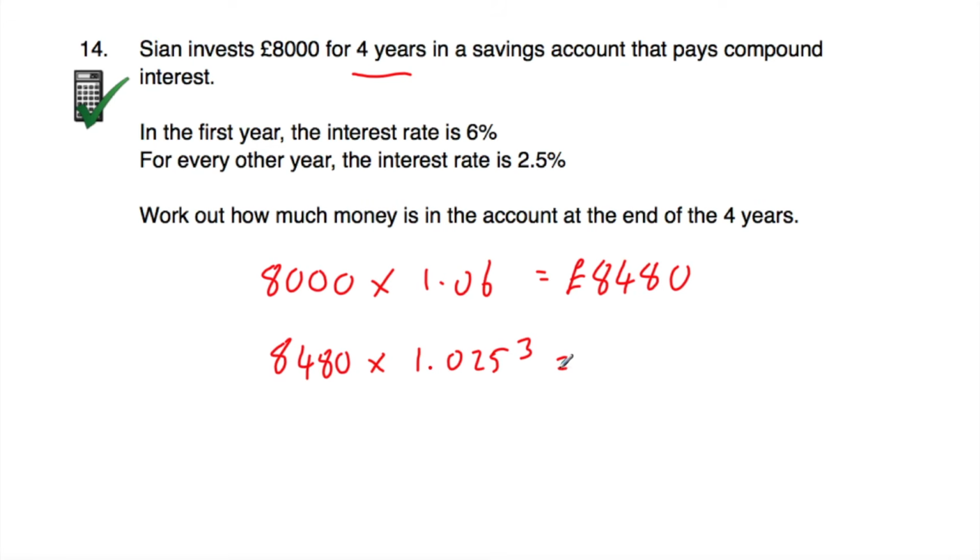So if we do £8,480 multiplied by 1.025 to the power of 3, that's equal to 9,132.0325. And we've been asked how much money is in the bank account at the end of 4 years. That'll be £9,132. And I'm going to round this to the nearest penny, so 0.03.